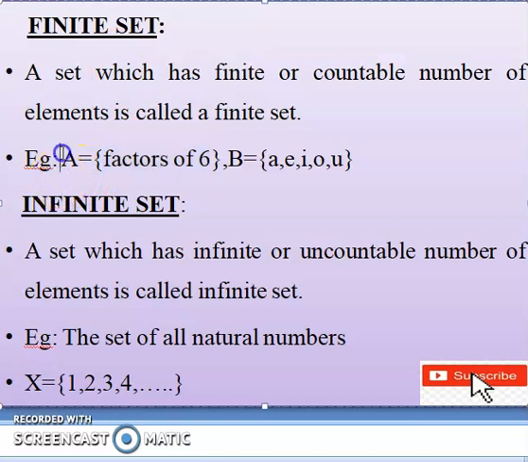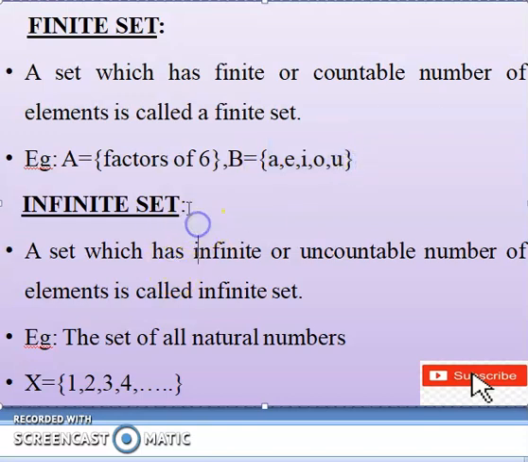So here, for example, A equals the factors of 6. What are the factors of 6? I know 1, 2, 3, 6 are the factors of 6. Only 4 factors are there for 6. That is why the factors of 6 form a finite set. Similarly, A, E, I, O, U, the vowels in the English alphabet, are also a finite set since they end.